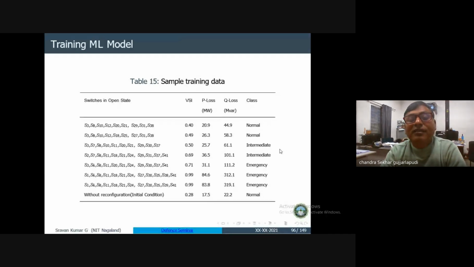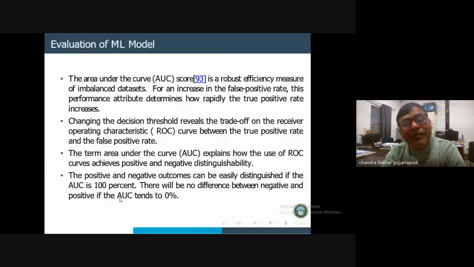What is the pattern of the data? What are the different attributes? What is the target? We have given here only a sample of data. There are only 8 data points here, but for our training purpose, we have used almost 200 sets of data for different configurations.